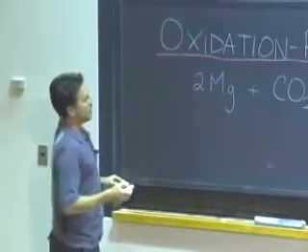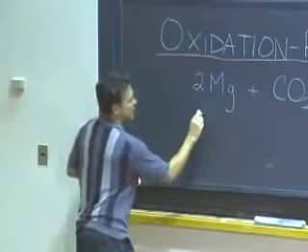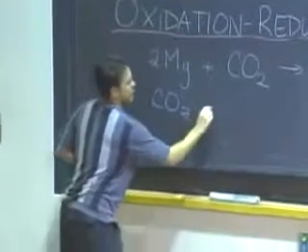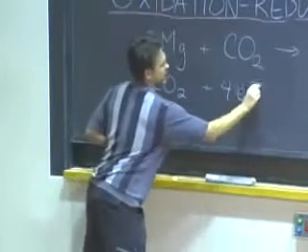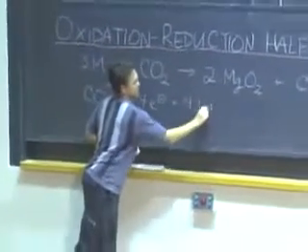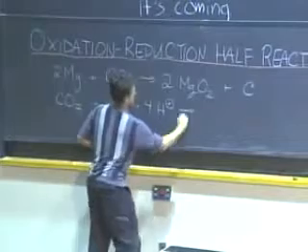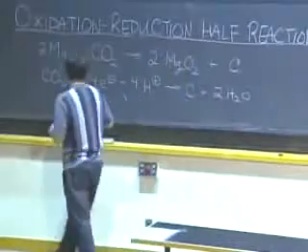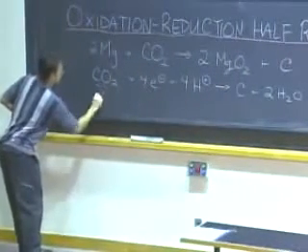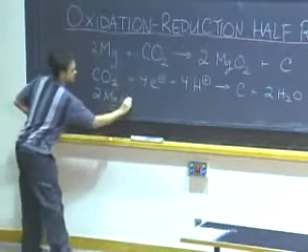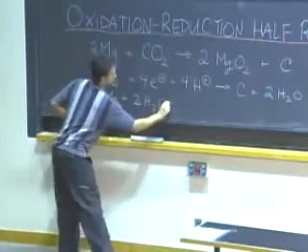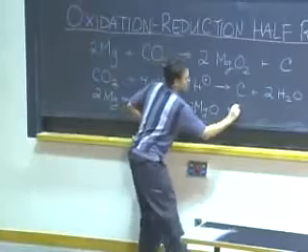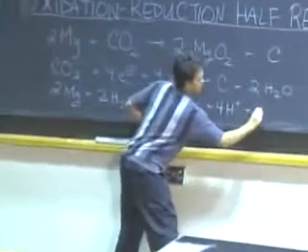With this reaction, we can decompose this into the following half reactions. We can see that it can be written as carbon dioxide plus 4 electrons plus 4 protons going to carbon plus 2 H2O. And then simultaneously we can also write 2 magnesium plus 2 H2O going to 2 MgO plus 4 H+ plus 4 electrons.